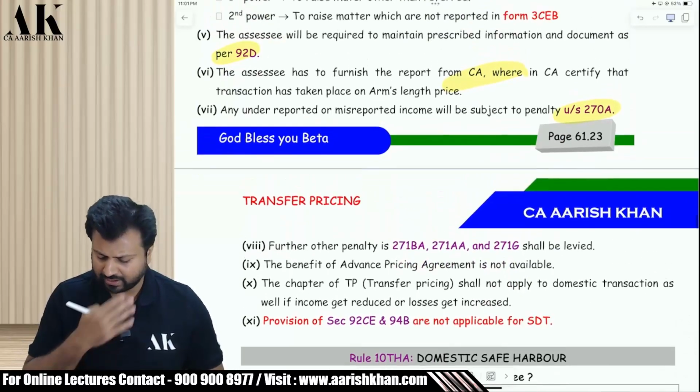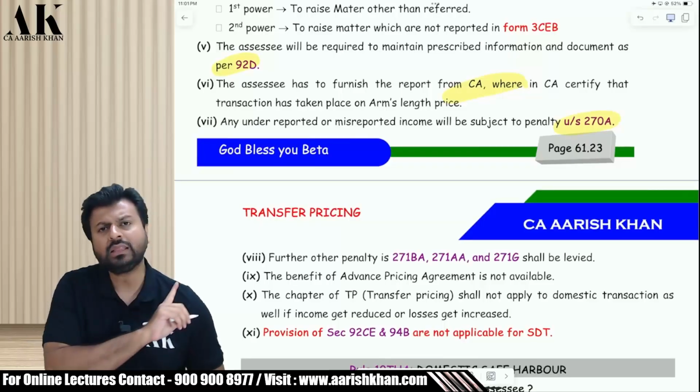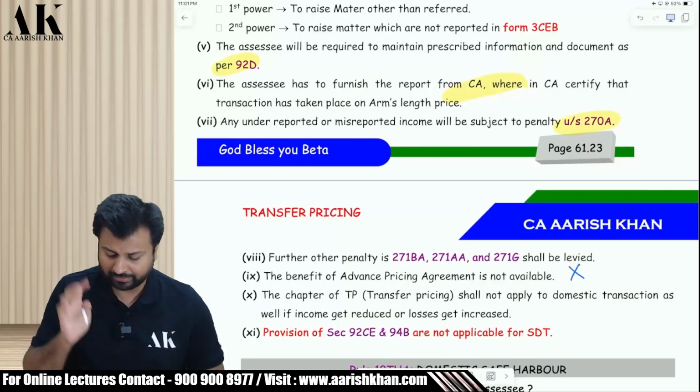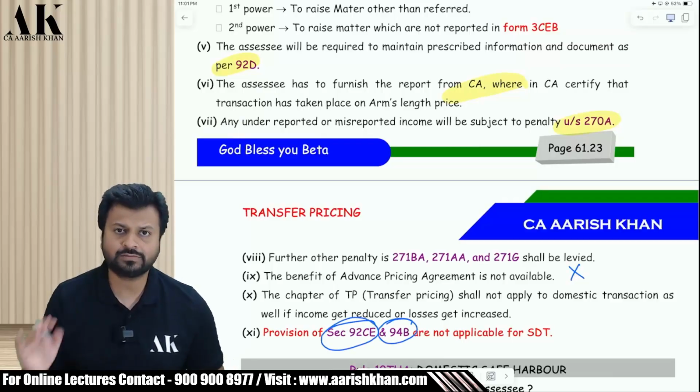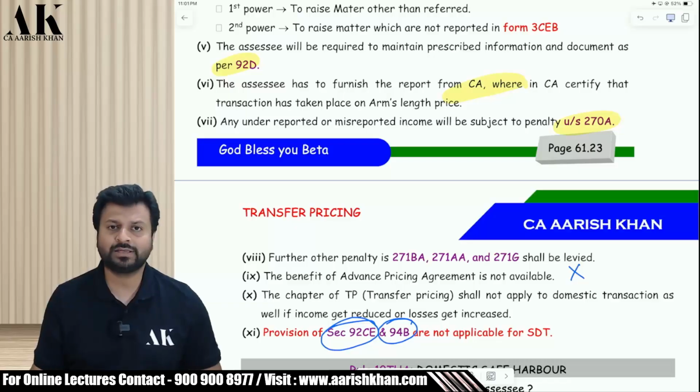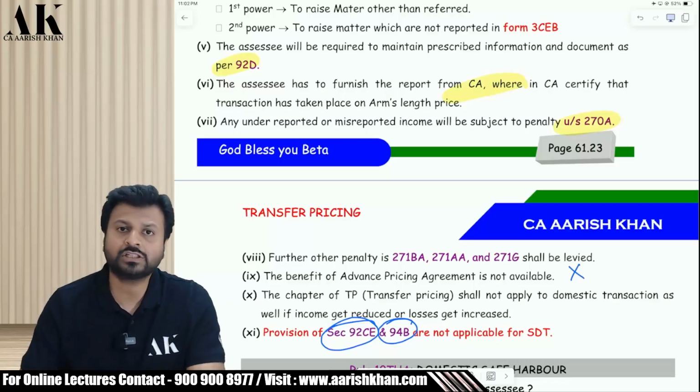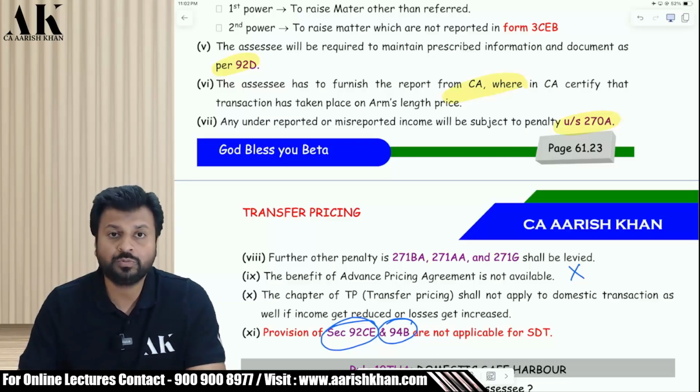Certain benefits which are not applicable for you all are: the benefit of advance pricing agreement is not applicable. Further, the provisions of 92CE and 94B, that is secondary adjustment, are not applicable for domestic transfer pricing, and also the limitation of interest provision is not applicable for domestic transfer pricing. I hope it is clear to all of you.